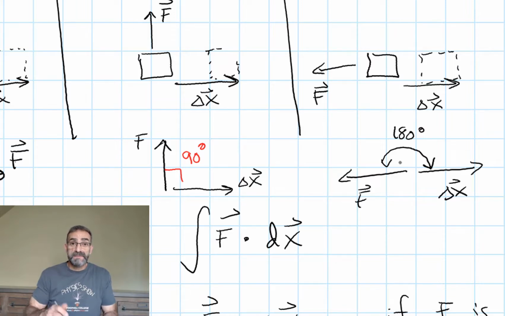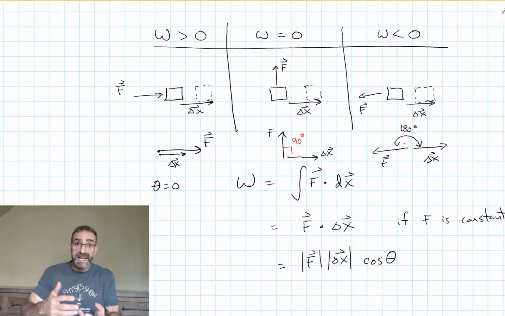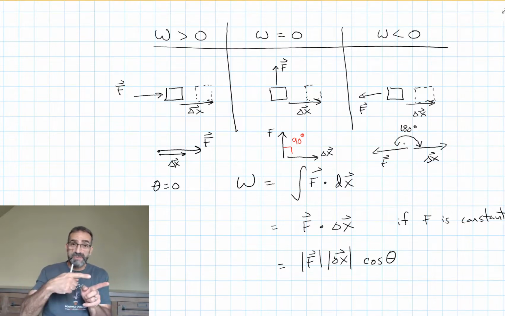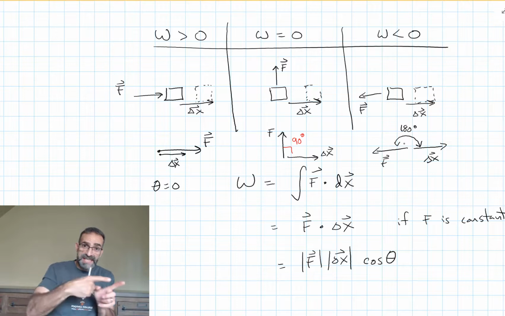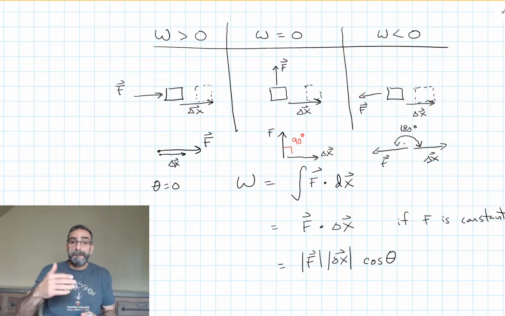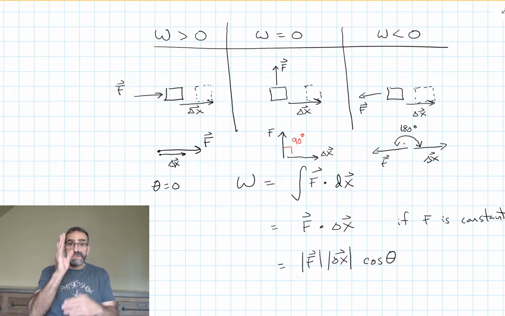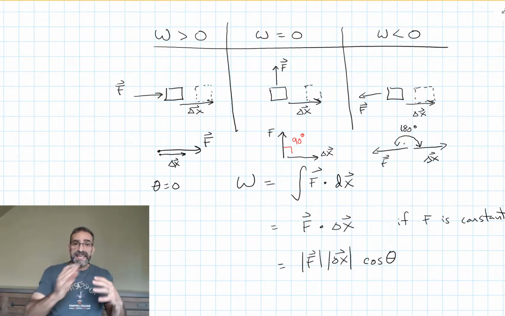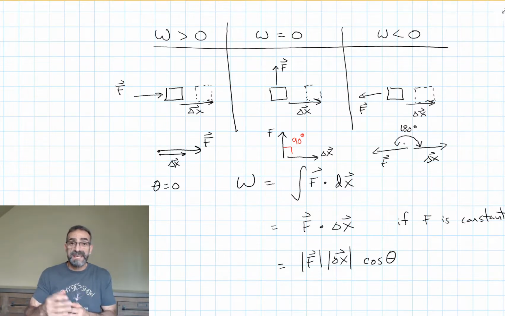Remember, if the force would cause the object to speed up, if the force increases its kinetic energy, like it would in the first case here, the force is pushing in the same direction it's moving, so it would cause the object to go faster and faster and faster. It would be doing positive work on the box. If the force does not affect the speed of the object, like in the second case, the force is perpendicular to the direction it's moving, it can't change the speed, it can only change the direction it's going. It does 0 work on the object.